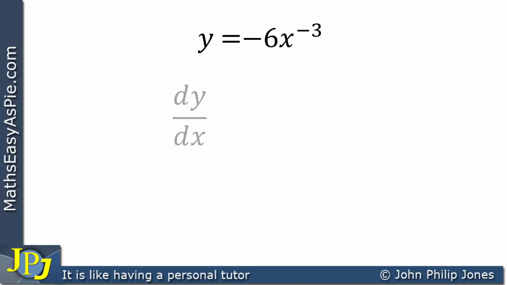And we can write down dy/dx equals. We turn our attention to the power, and that is brought down to here. And we use that to multiply the coefficient here, which is minus 6. So I'll bring that down to here and I'll put brackets around it. We'll complete that calculation in a moment.